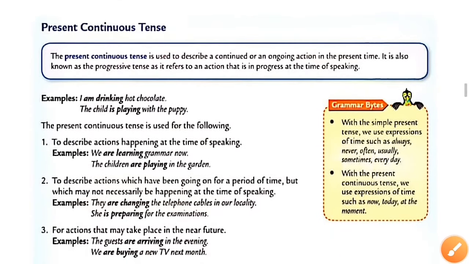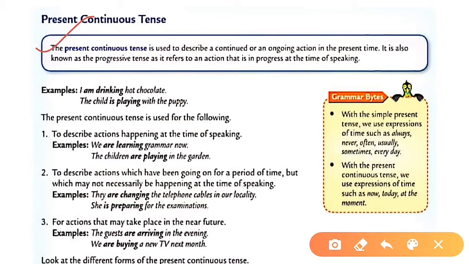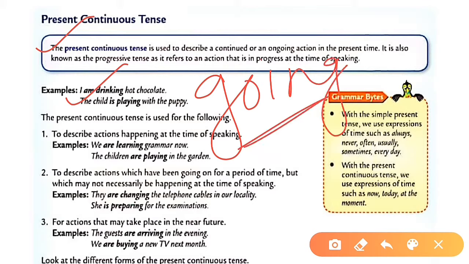Next, present continuous tense. It is very simple. Present continuous tense is used to describe a continued or ongoing action in the present time. It is also known as the progressive tense, as it refers to an action that is in progress at the time of speaking. So, I am drinking a hot chocolate, like that. Any action, any work that is going on is known as present continuous tense, right? Continuous means continuing at the time of speaking.